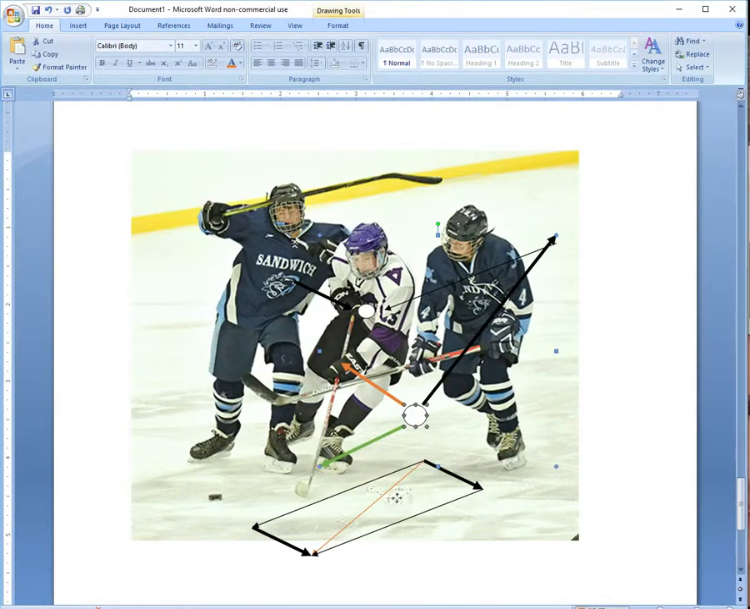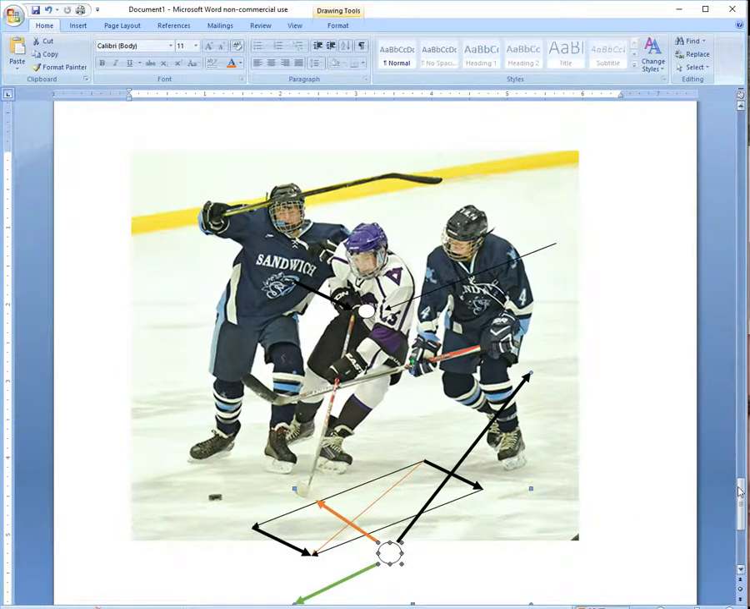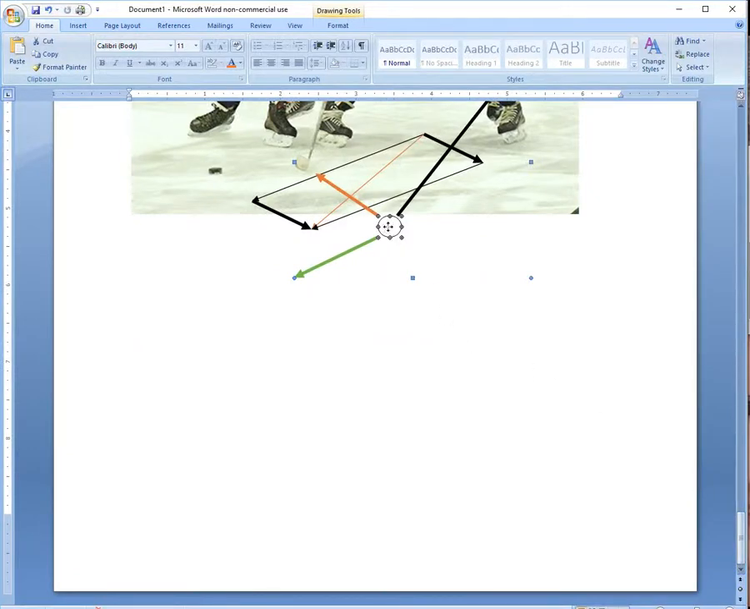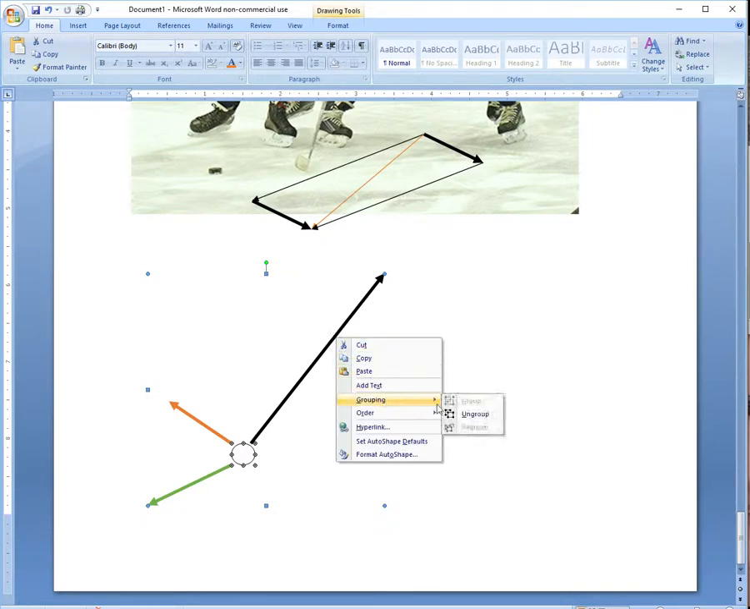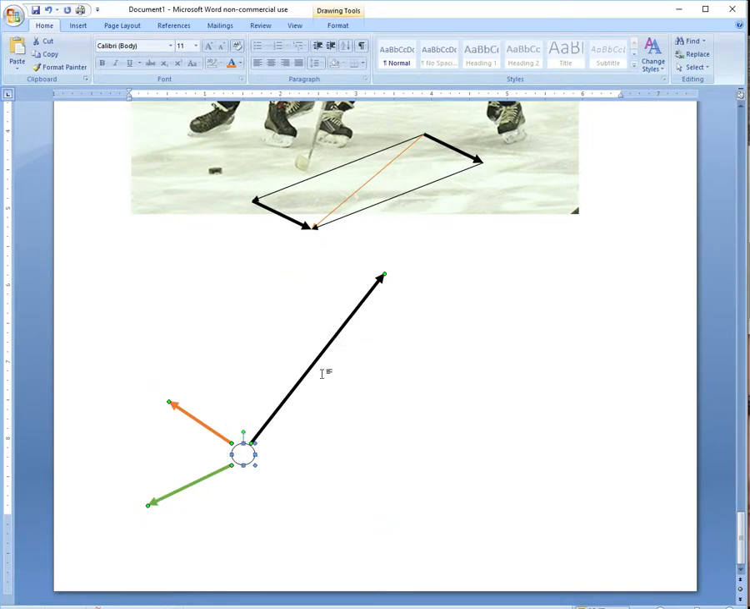Control V, where did it go? There it is. We will do that. We will move it down so that we can check our answers to see if we're even close mathematically and geometrically, or drawing wise. Let's ungroup them so that we can move it around.